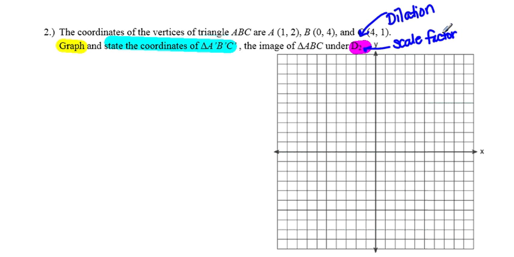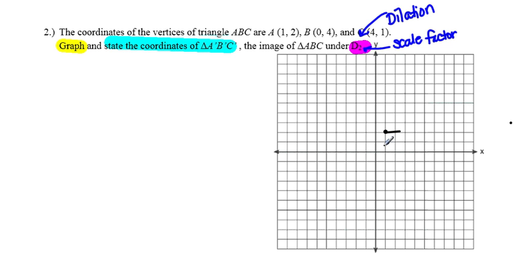Keeping this in mind, I want you to ask yourself right now, is the new triangle going to be larger or smaller than the original? And how do you know? What do you suspect? All right, so hopefully at this point you've made a prediction about what you think might happen to our triangle. Let's go ahead and graph our triangle and find out.